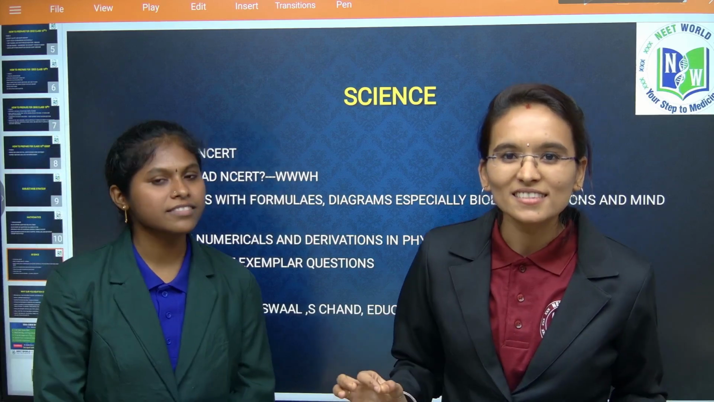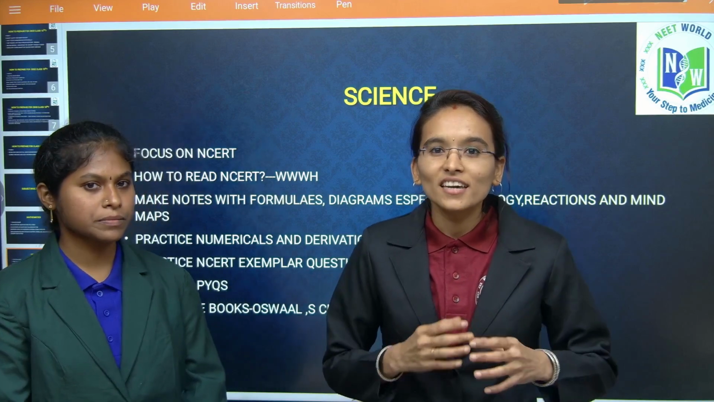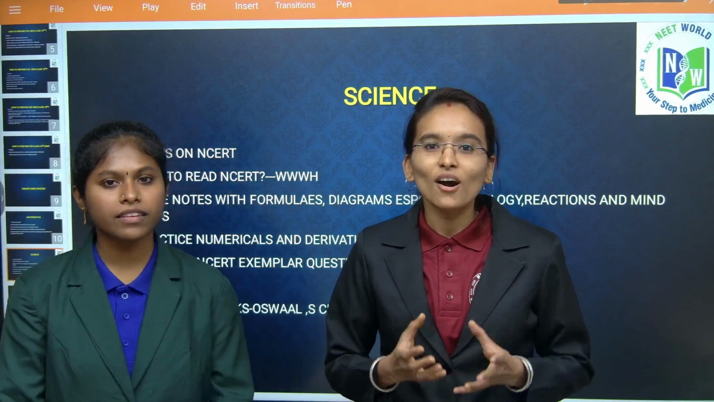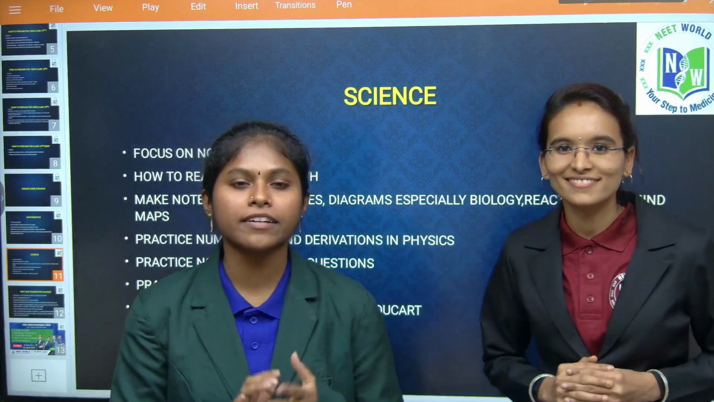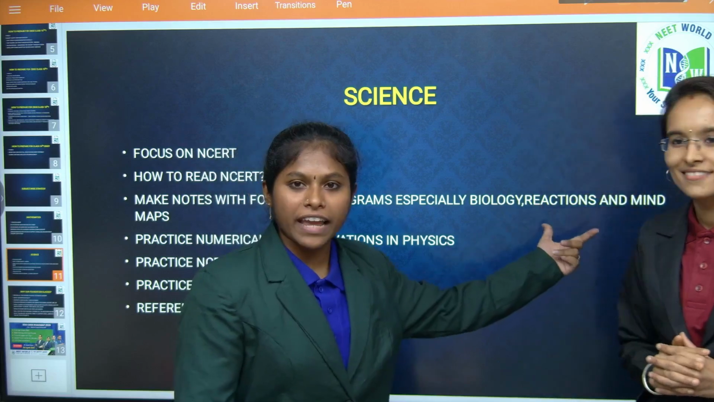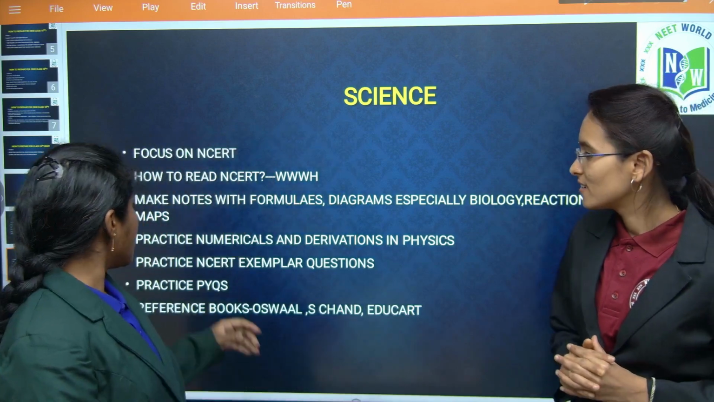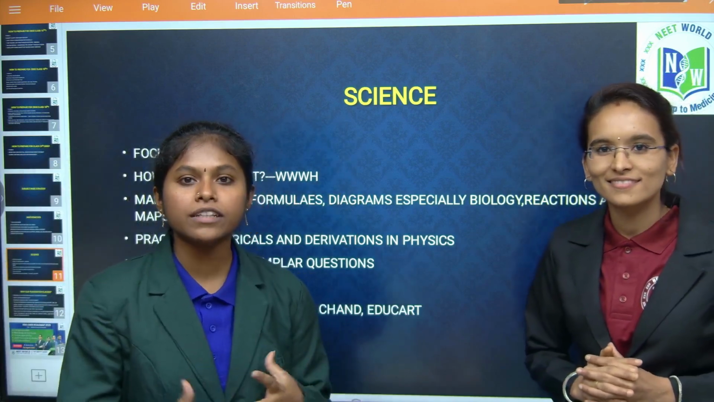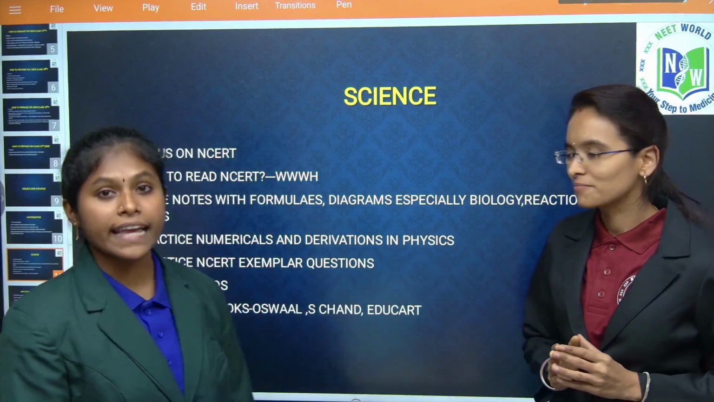Suppose, children, if we take the chapter photosynthesis, we are going to cover concepts like what is photosynthesis, why it is important, where photosynthesis occurs and how the photosynthesis process occurs. And children, don't forget to make formulas for physics, diagram-based questions for biology, and important reactions for chemistry, make a note of them, and make mind maps for all the subjects. Practice with formulas, do numerous numerical and derivation questions, and don't forget to practice exemplar questions.